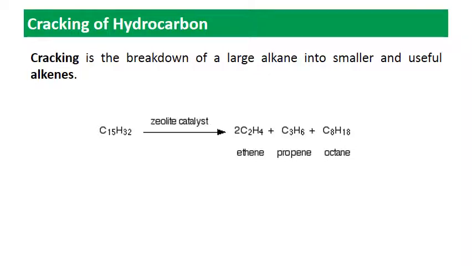Like we are using pentadecane, which undergoes cracking using a zeolite catalyst at very high temperature, and we get a number of small hydrocarbons, that is alkenes like ethene, propene, and octene. And further, we can do some more processes, and we get useful products.